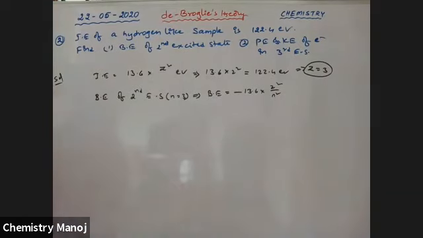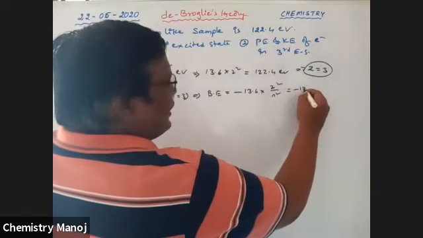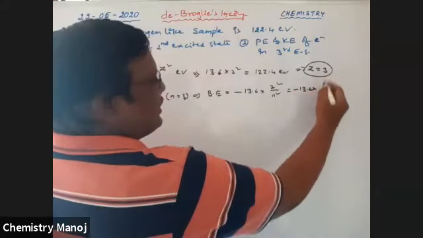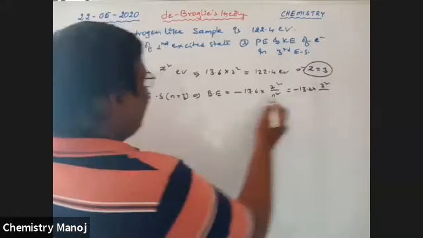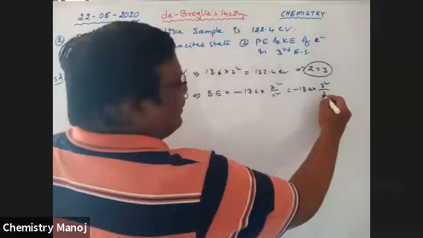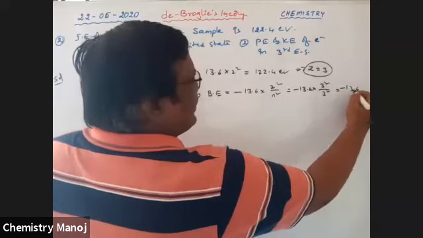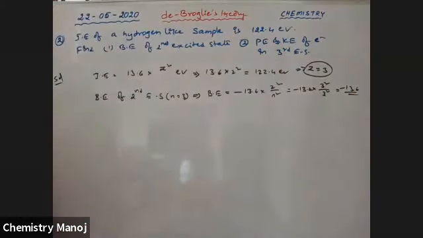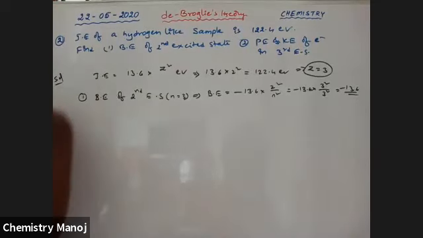Z square by N square. Apply it. That is equal to minus 13.6 into Z square. Z is equal to 3. So 3 square by N, second excited state, third N square, which is equal to minus 13.6 electron volts. That is the binding energy. It is the first question, minus 13.6.